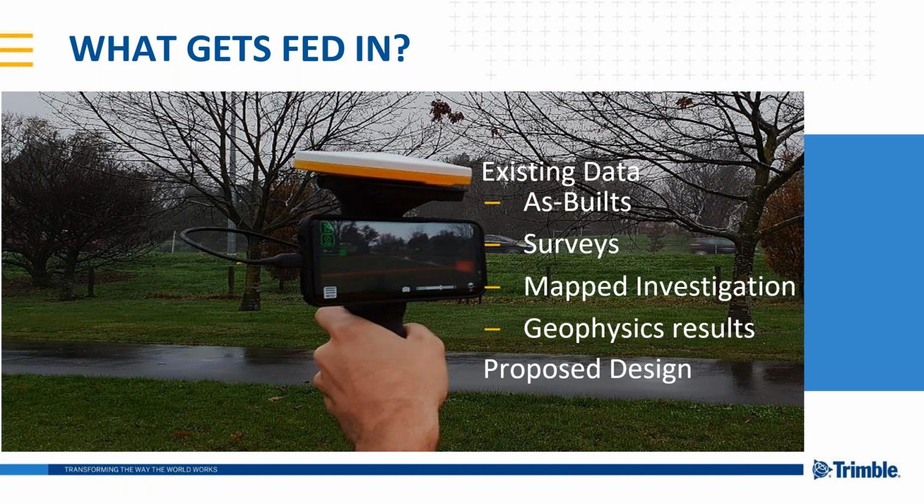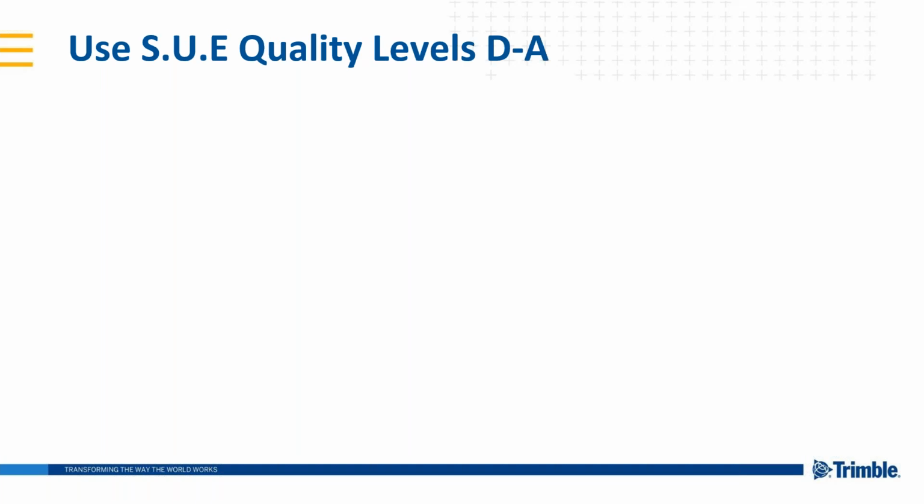So we can obviously take in our existing data. That's any information that may be coming from an as-built source. It could still be originally from 2D site plans, potentially some survey data coming into that as well. Any of their original mapped investigation work that they may have done themselves, and the geophysics results that they've been using for the GPR work. So that's existing data that may already be in the ground, but then we can also add in the proposed design work that maybe needs to be shown in relation to the existing asset layers.